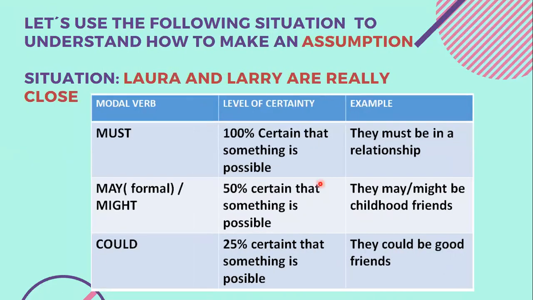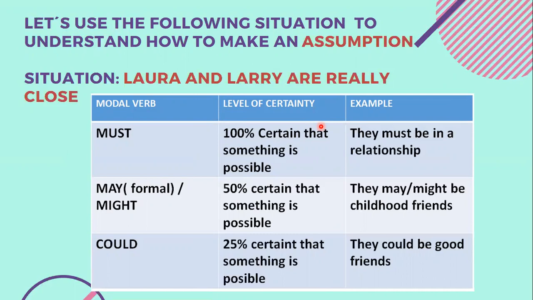Then when we make an assumption, we are going to follow the same things, okay? Must will be 100, may will be 50, could will be 25, and you are going to make the following situation. Laura and Larry are really close. So when I see that they are close, I make an assumption, something that I believe is true about them, but may or may not be true. Notice how I use may over there. May or may not be true. So you have a 50-50 chance.